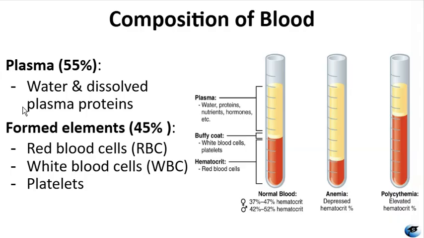The remaining 45% of blood is made up of formed elements, which include red blood cells, or RBCs, which carry oxygen using the protein hemoglobin. White blood cells, or WBCs, are involved in immune defense against pathogens. Platelets are cell fragments that play a role in blood clotting, and so even though it looks like a single red fluid, blood is a complex tissue made up of many components with specific roles.